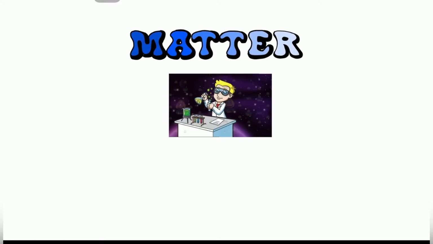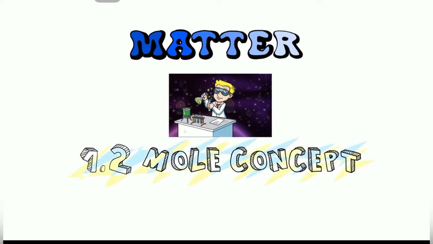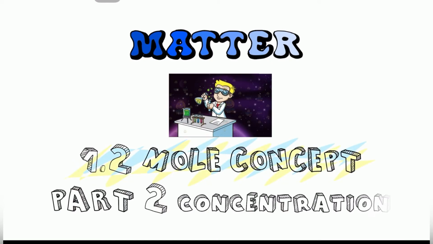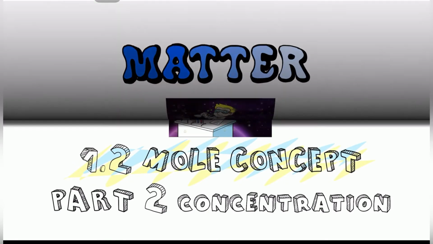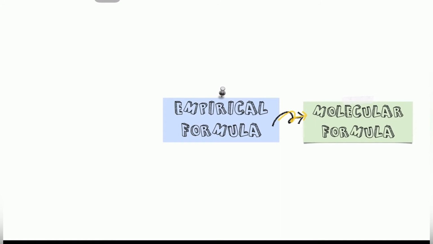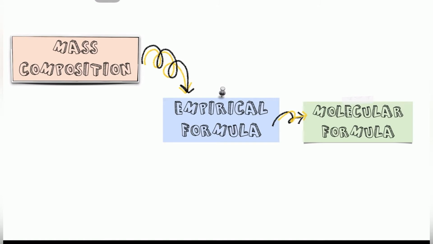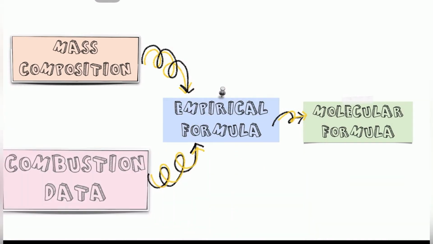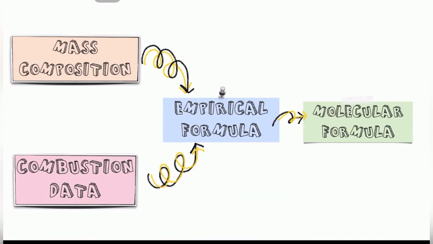Hi everyone, we are still in chapter 1, Matter, for subtopic 1.2, Mole Concept, part 2, concentration. So in this part 2, you will learn about the empirical formula and molecular formula. How to get the empirical formula from the mass composition and combustion data?